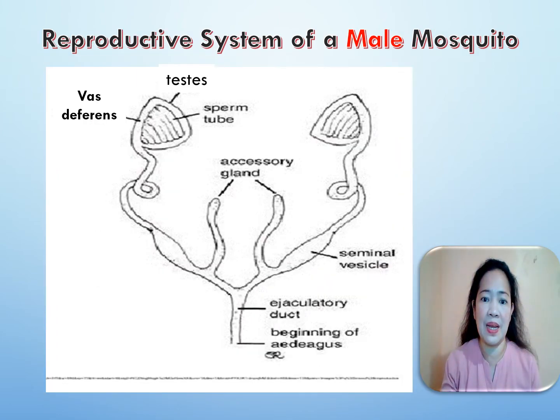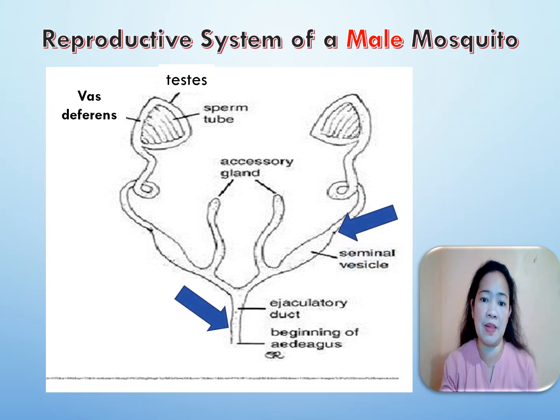This time, let us identify the parts of the reproductive system of a male mosquito. We have the aedeagus, seminal vesicle, accessory gland, vas deferens, and testes.